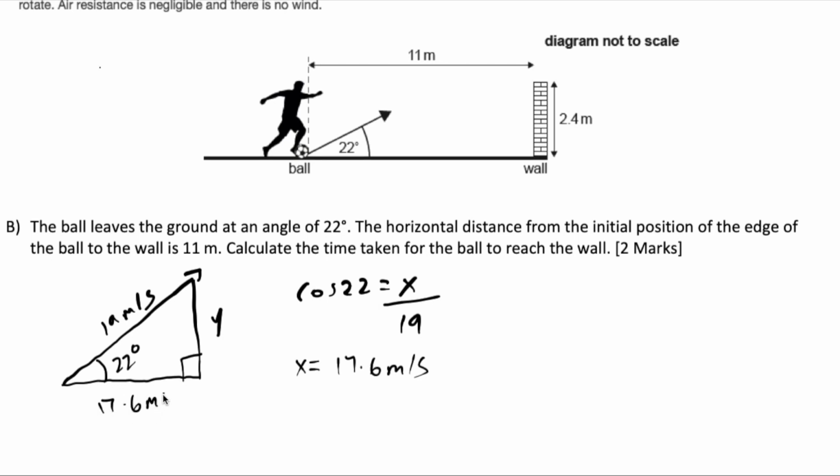17.6 meters per second. Now let's also get our y component, our vertical component, and every time we're given an opposite side, we know to use sine. So we can use sine of 22, of course the angle is the same, is equal to y over hypotenuse 19. And now putting this into our calculator, we get 7.11. The vertical component of velocity in this question is now 7.1 meters per second. So what can we do? What do we need to do for this question to get our answer?